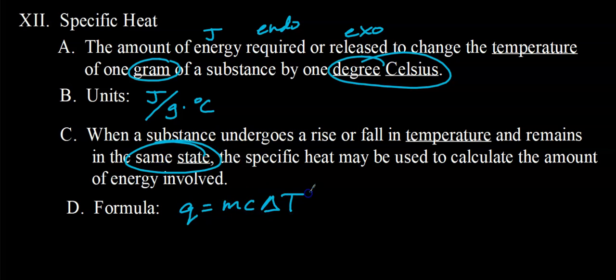Q equals mcΔT, where Q is the energy absorbed or released by the substance, depending if it's heating or cooling. m is the mass of the substance that is heating or cooling. c is the specific heat of the substance, that is, guess what? Heating or cooling. And ΔT is how much the temperature goes up by if it is being, that's right, heated, or the amount that the temperature goes down by if the substance is, that's right, cooling.